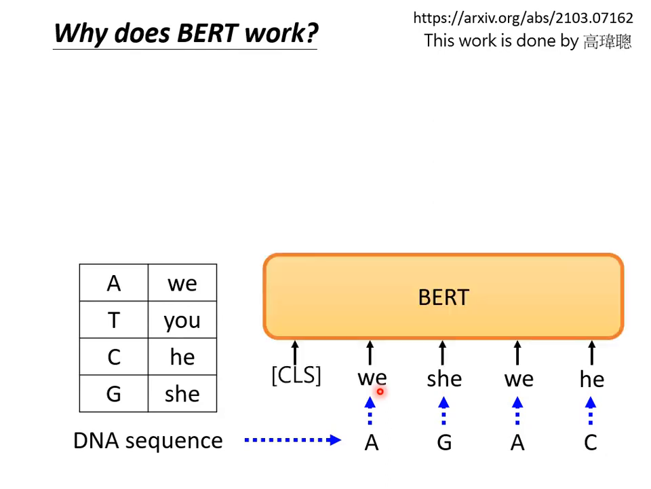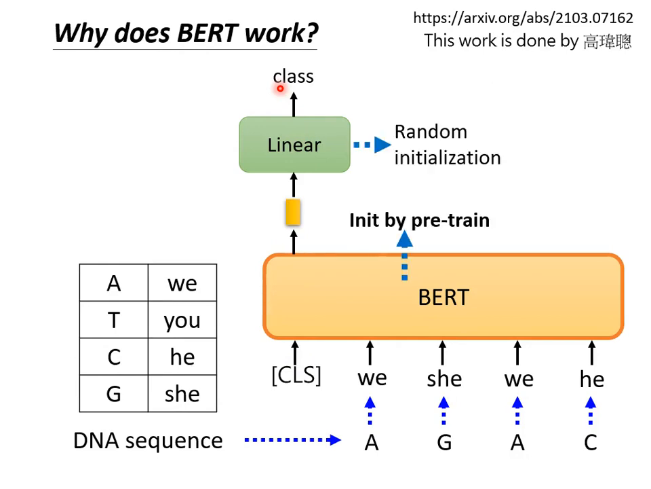And then throw it into a general BERT with a CLS token, an output vector, a linear transform, and classify it. It's just that the classification is into DNA classes, which I don't know what they mean. And as before, the linear transform uses random initialization, and BERT is initialized by a pre-trained model. But the model used for initialization is the one that learned to fill in the blanks. It has learned how to fill in the blanks in English.